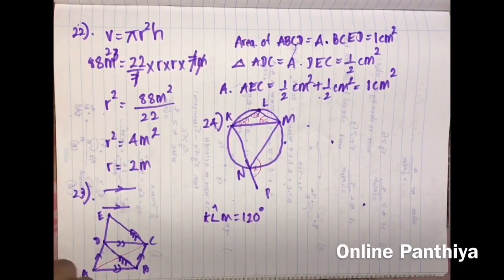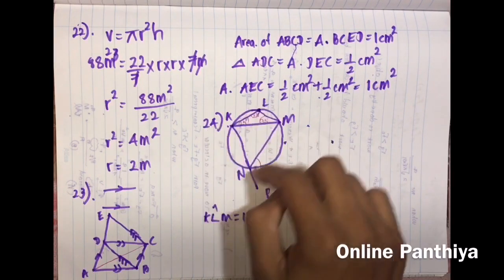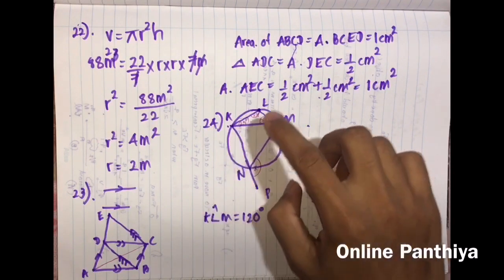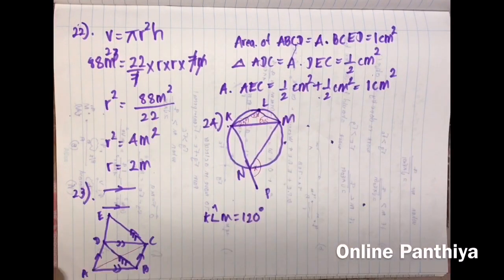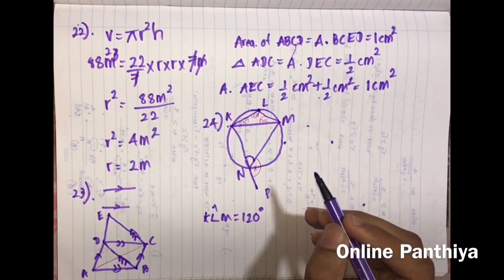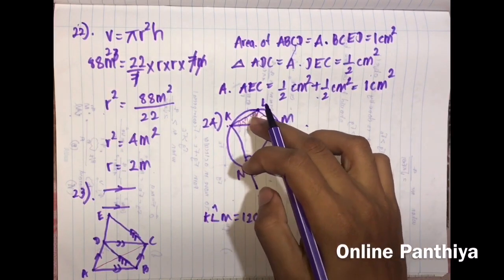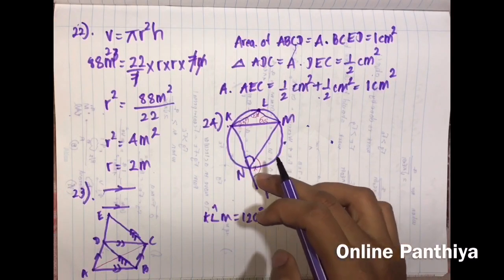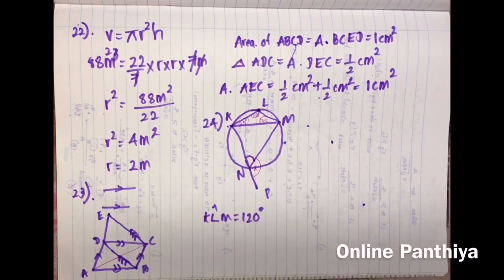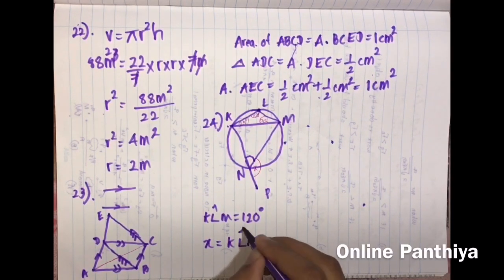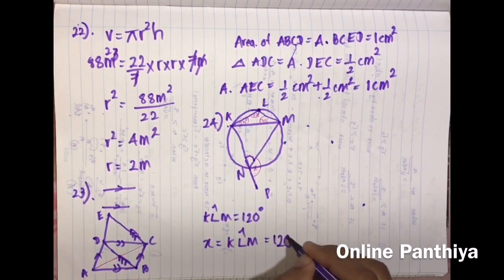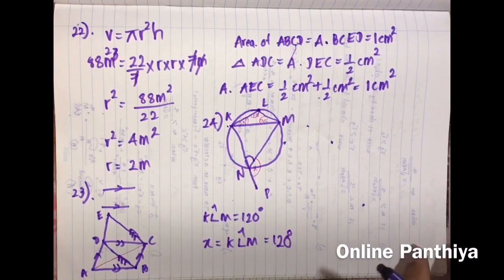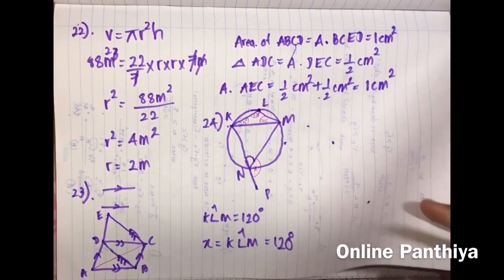Now also you know that in a cyclic quadrilateral you can use two theorems. You can say that this 120 plus this angle is equal to 180, or you can say that this angle is equal to the opposite exterior angle. That means X is equal to the angle KLM. So how much is it? Yes, it is equal to 120 degrees. This is a theorem under cyclic quadrilateral. Now let us check the last question.